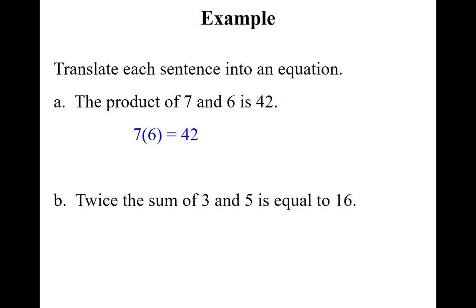Twice the sum of 3 and 5 is equal to 16. Well, twice the sum is 2 times the sum. The sum of what? 3 and 5. So 3 plus 5, 2 times that. The 3 plus 5 must be in parentheses with a 2 on the outside. Is equal to 16, equals 16. And that's it for this topic.